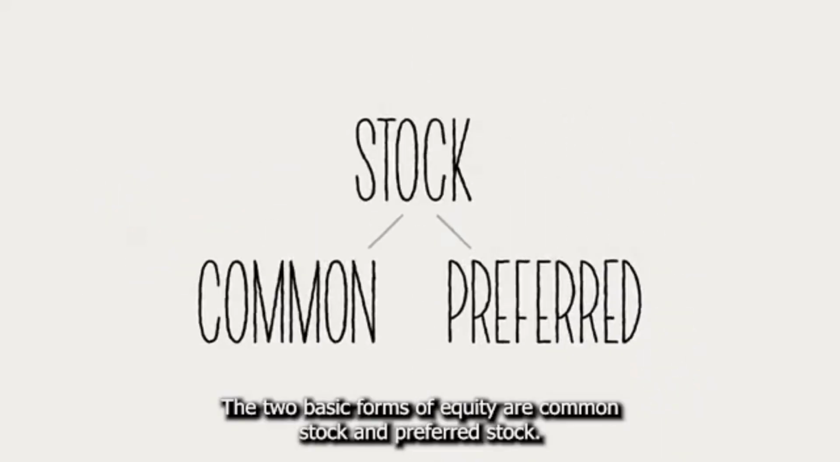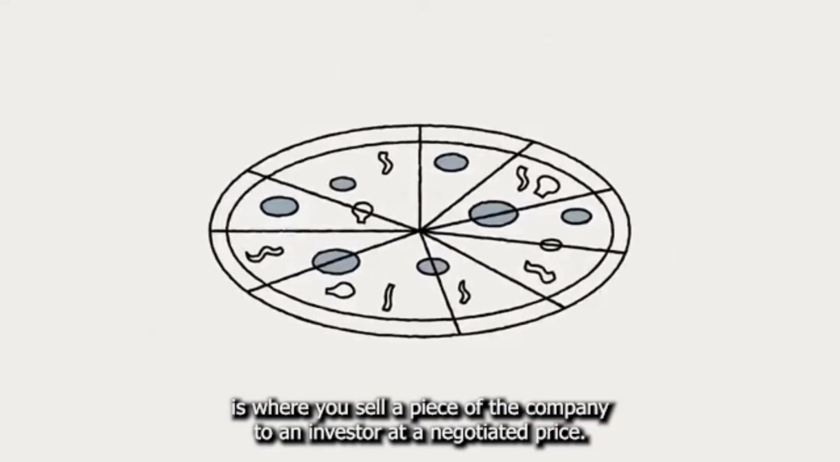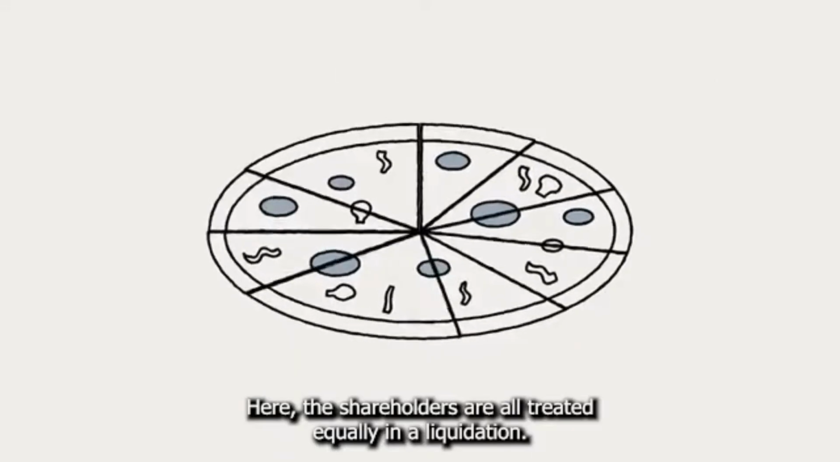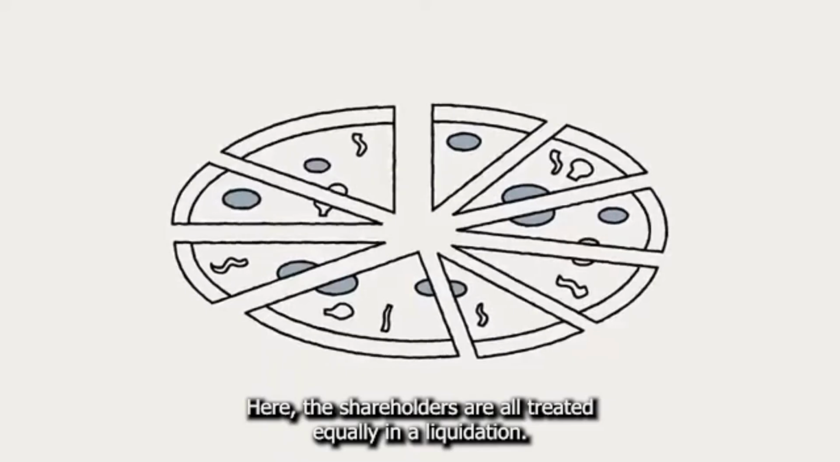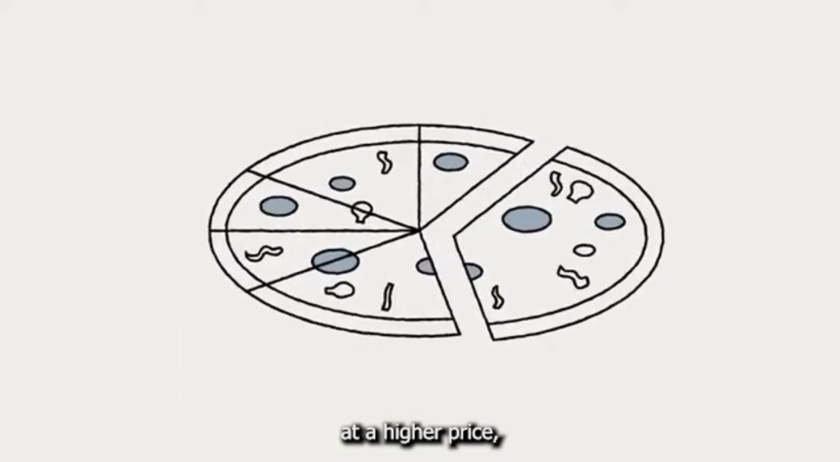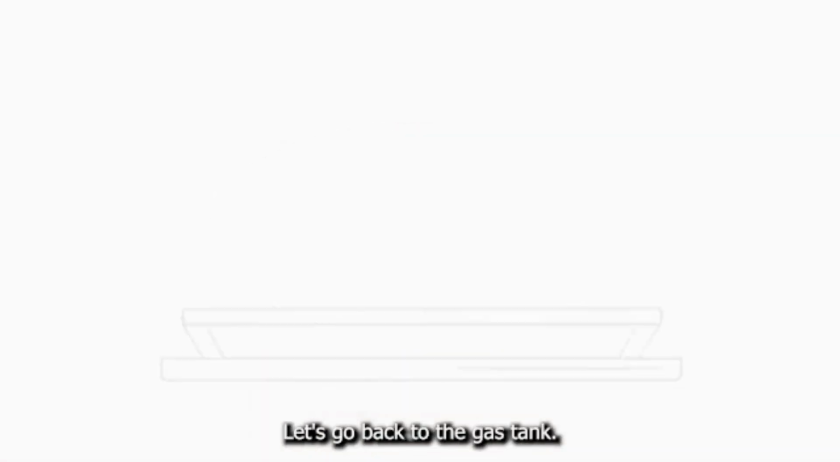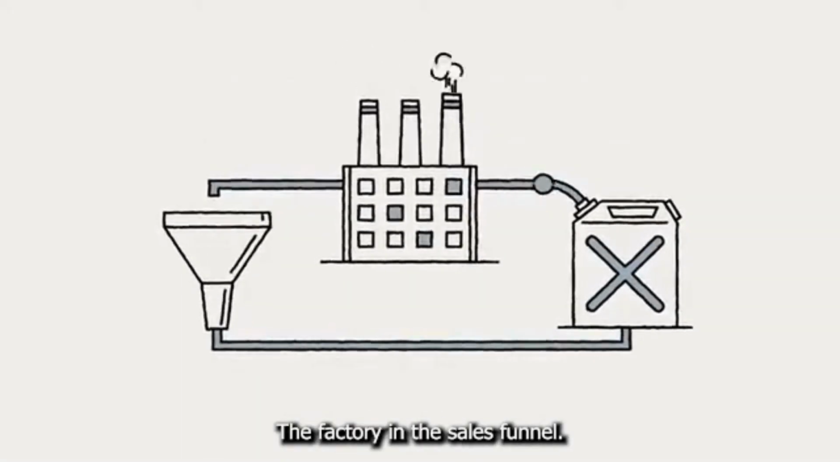The 2 basic forms of equity are common stock and preferred stock. Common stock is where you sell a piece of the company to an investor at a negotiated price. Here, the shareholders are all treated equally in a liquidation. Preferred stock is where you sell a piece of the company to investors at a higher price in exchange for letting them get paid first in the event of a liquidation. That's the preferred part. Let's go back to the gas tank, the factory, and the sales funnel.